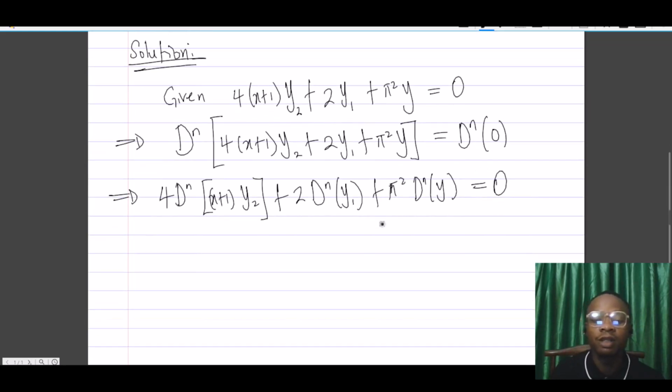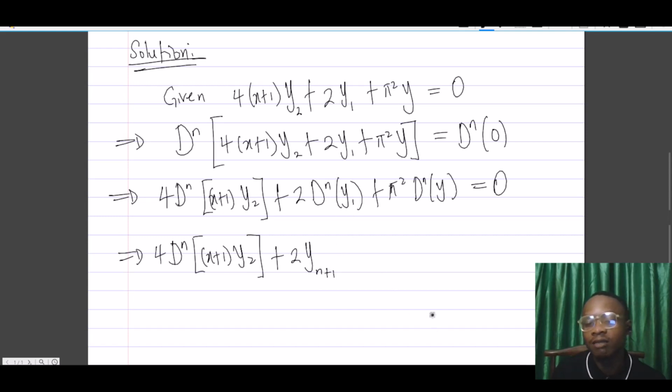So basically, what we now have to deal with is this, but we can simplify further a bit. This is going to be 4 multiplied by the nth derivative of (x plus 1) y2. So we come back to this, then plus, so we can easily get what this is going to be. There's no further analysis to do for that. That is 4 into y into n plus 1.